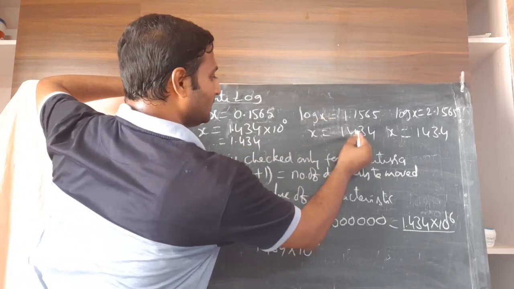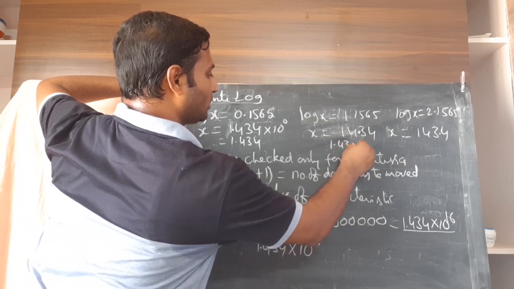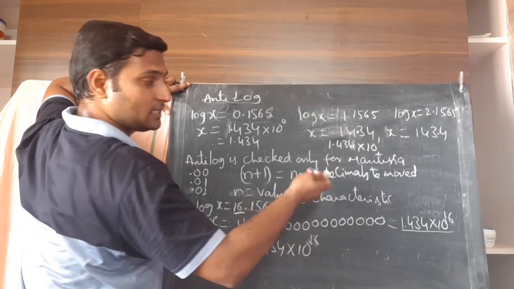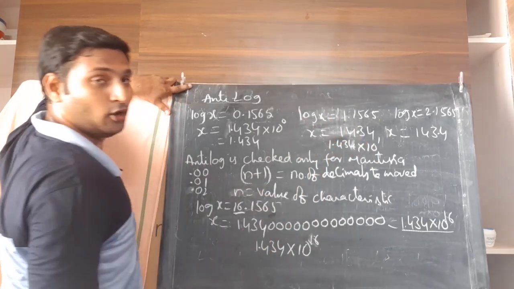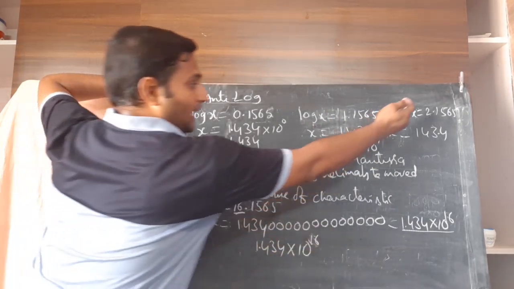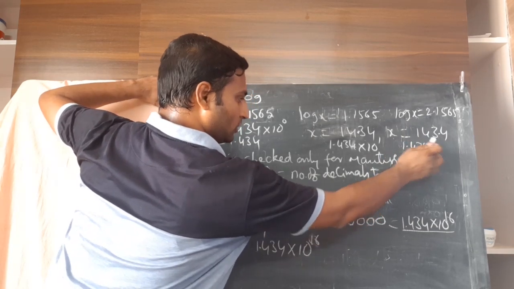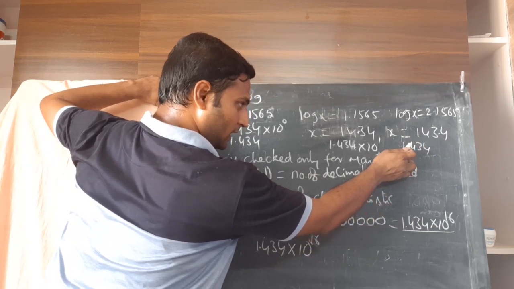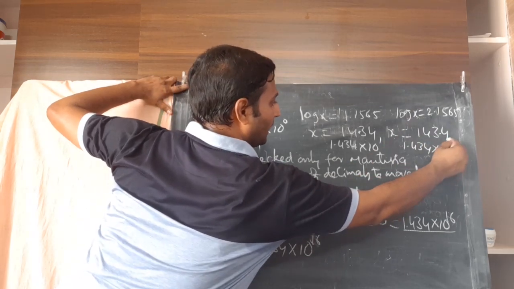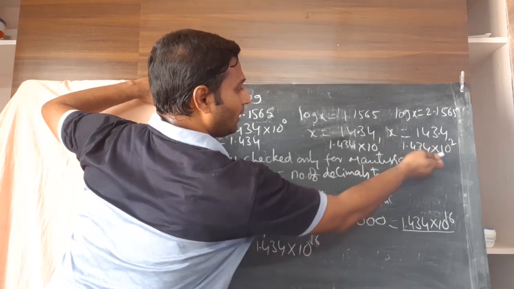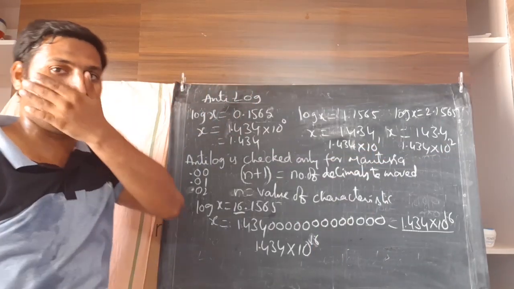In this case, you write 1.434 into 10 power 1. 10 power 1 is nothing but 10. So if you multiply, you will get 14.34. In this case, you write 1.434 means 1434 and put a decimal after one digit and multiply by 10 power characteristic. 10 power characteristic here is 2, so 100. If you multiply by 100, you will get 143.4 automatically.